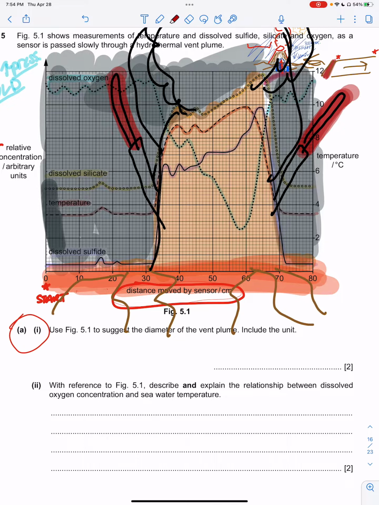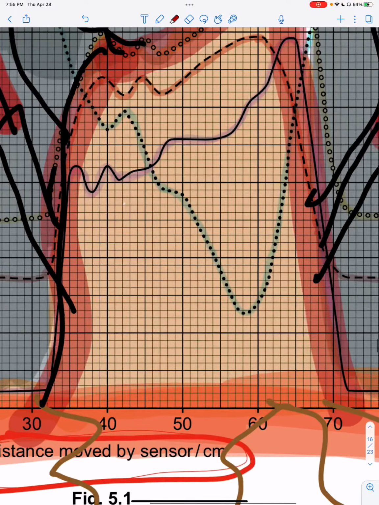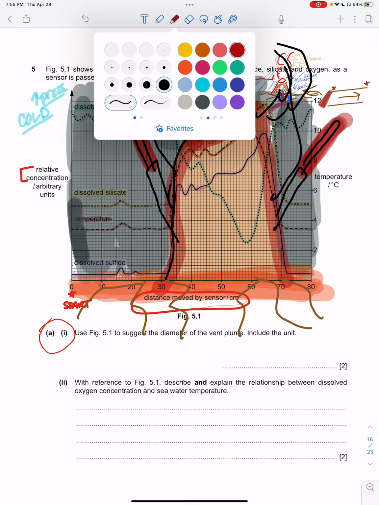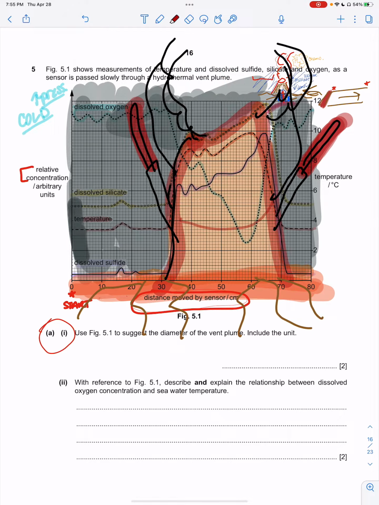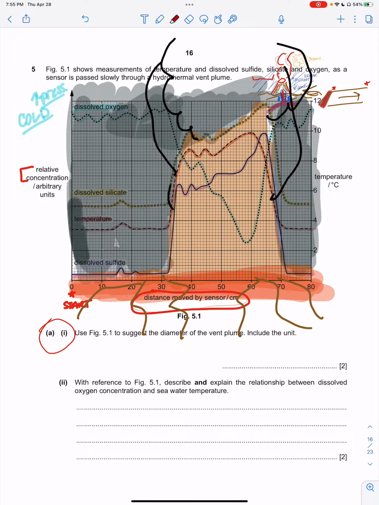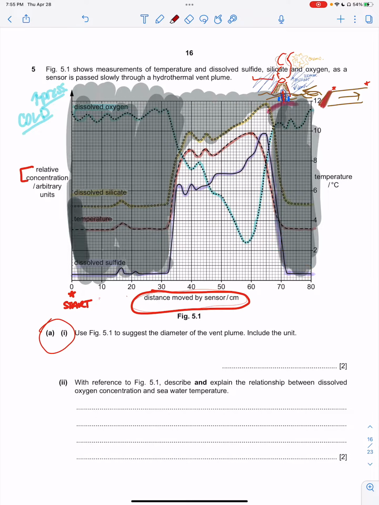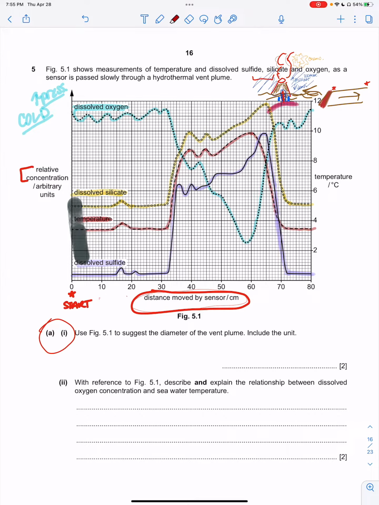Okay, so this is essentially what you're looking at. You are looking at the actual vent itself. This is it. And surrounding it, because it is round, you're going to have all these different dissolved substances. Let me just clear my lovely mess. And as always, I like to make sense of what I'm seeing.